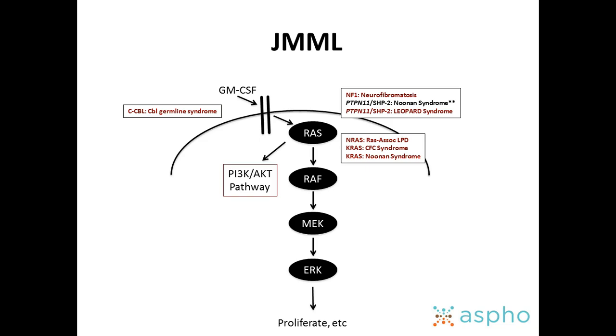I think the story of JMML that's evolving is interesting too: not only do you have somatic mutations in RAS pathway genes, there are also syndromes associated with increased risk of JMML. I think Noonan syndrome is the one you'll probably see on your test. A baby who has heart defects and a weird face ends up having increased monocytes. What do you worry about? That's going to be JMML.